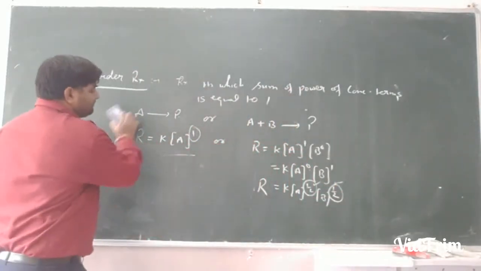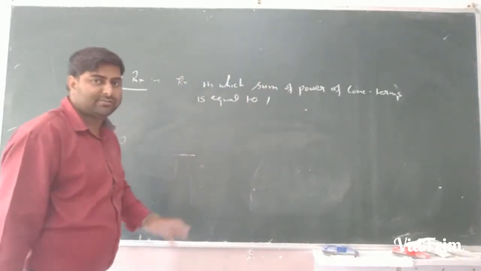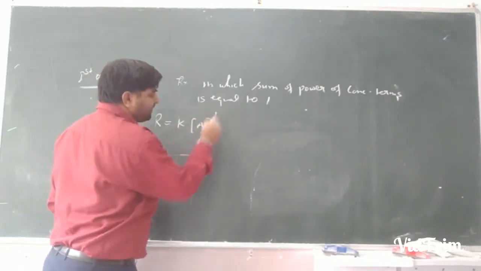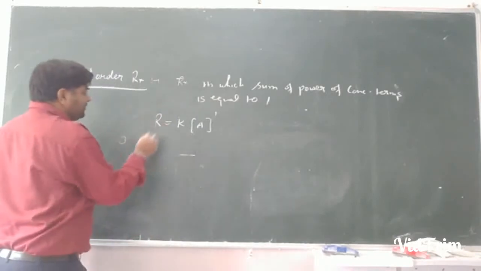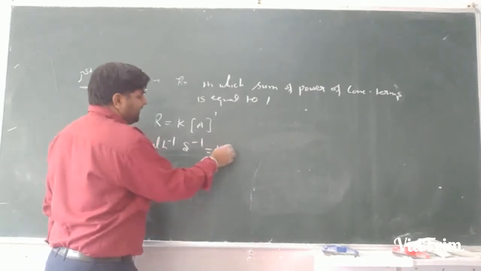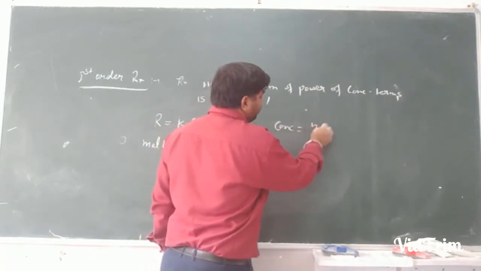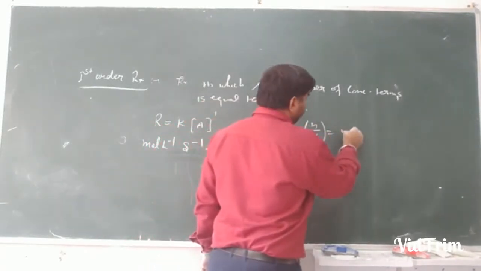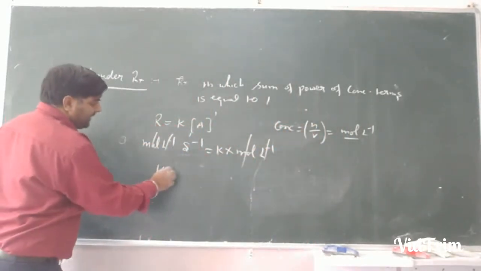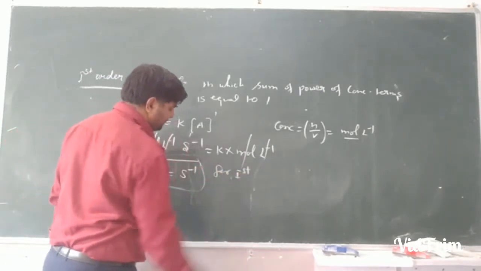Now, units. What are the units of rate constant? We know rate is equal to K, concentration of A power 1. We take a general case. Unit of rate is mole per liter per second equals K into mole per liter, because concentration is number of moles per unit volume, means mole per liter. So mole per liter cancels. K is per second, or inverse second, for a first order reaction.